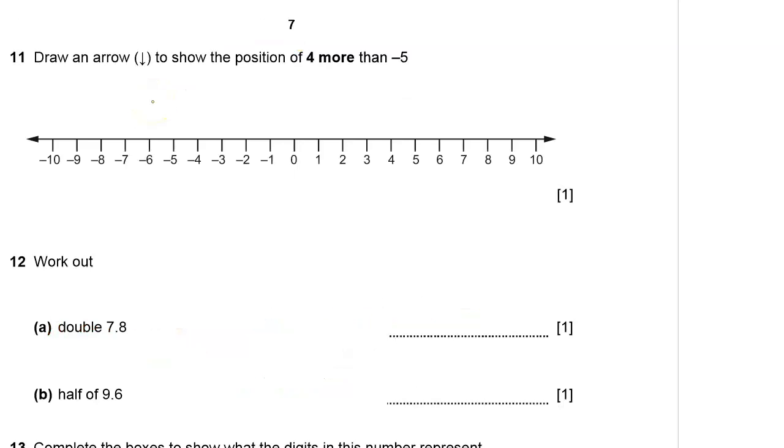Number 11, draw an arrow, this kind of arrow, to show the position of 4 more than minus 5. Therefore, it is 4 more than minus 5, you are moving to the right of the number line. So you count steps from minus 5, 4 steps, 1, 2, 3, 4. Therefore, the arrow should be drawn right there.